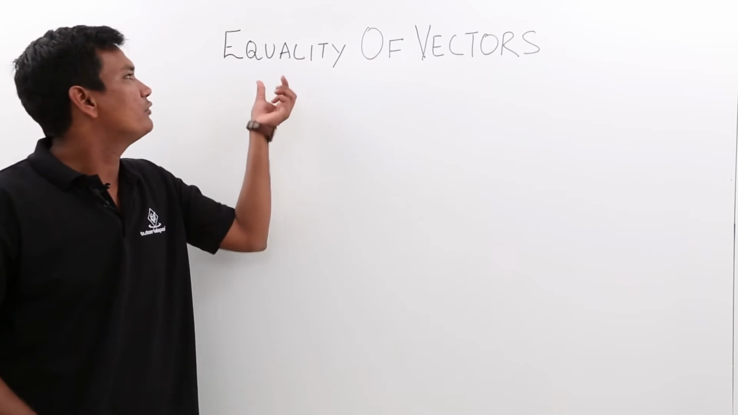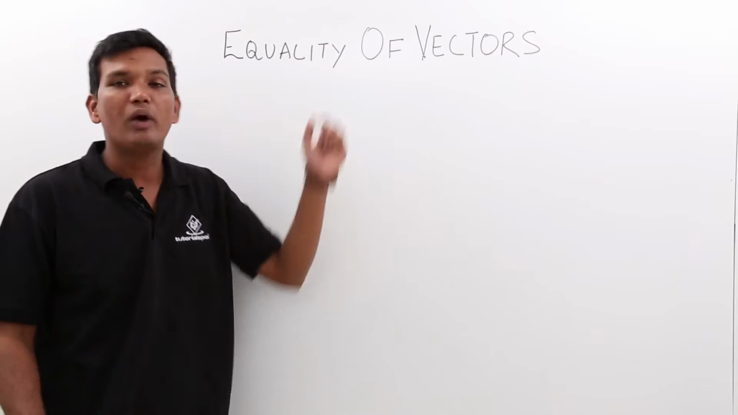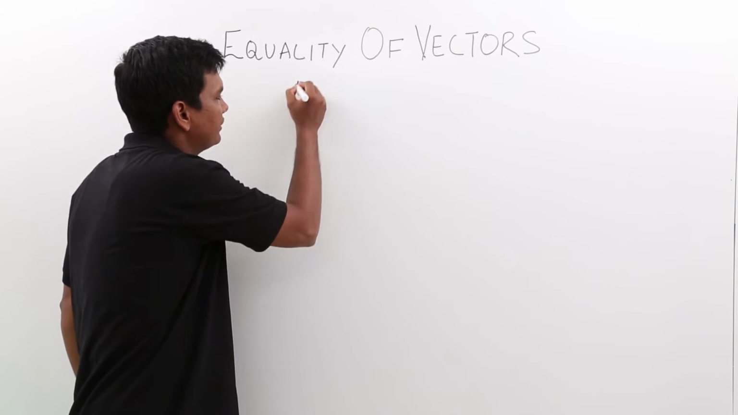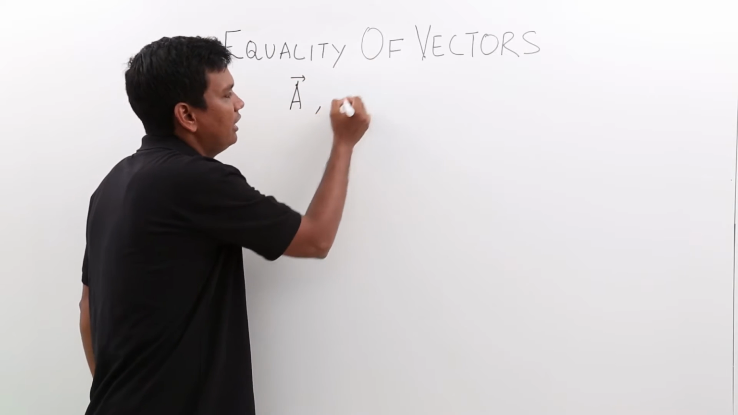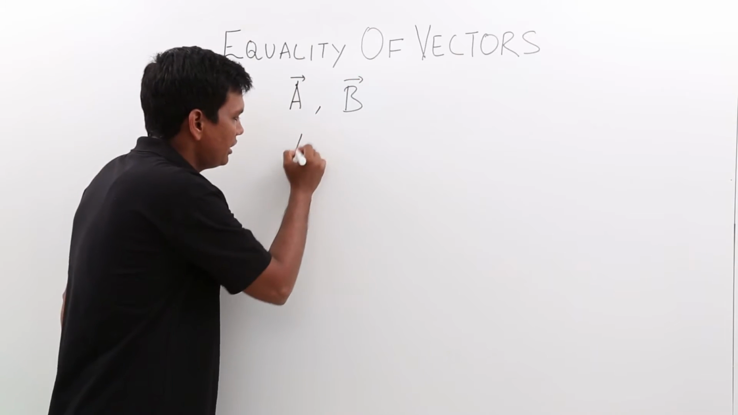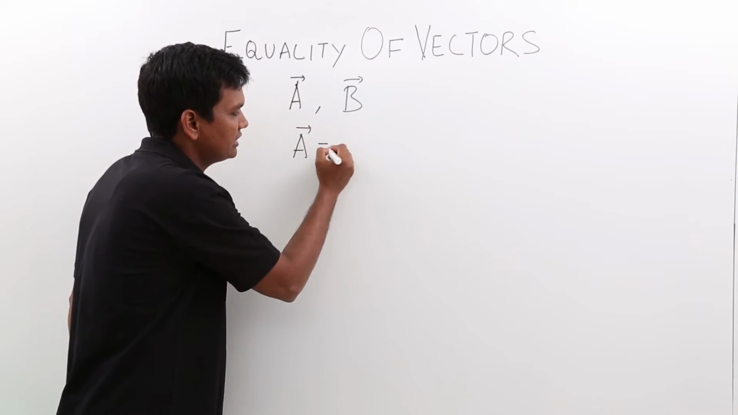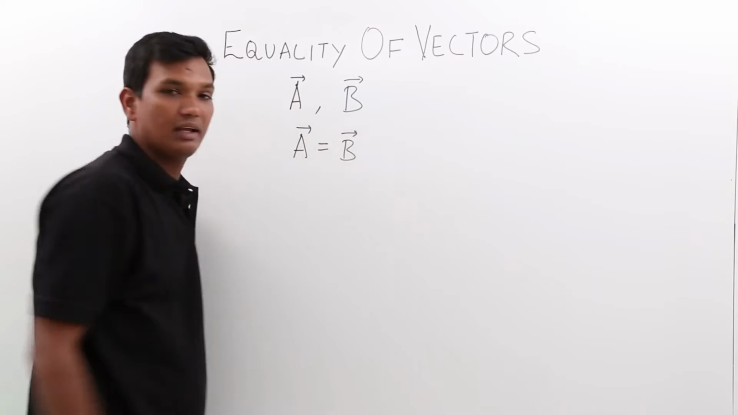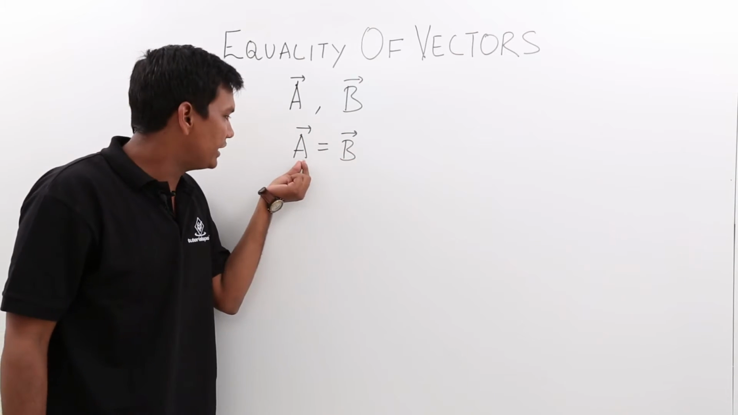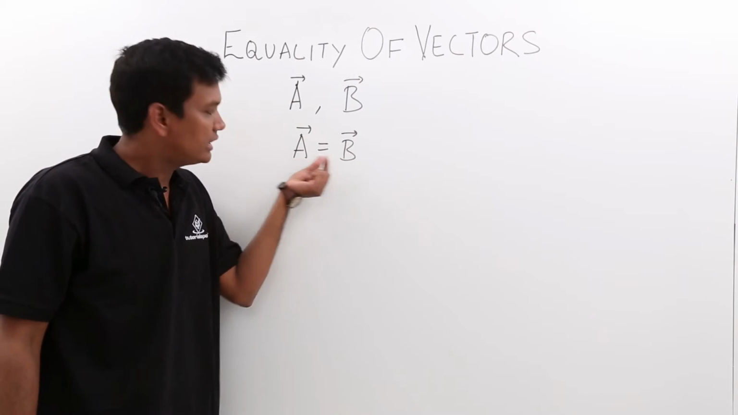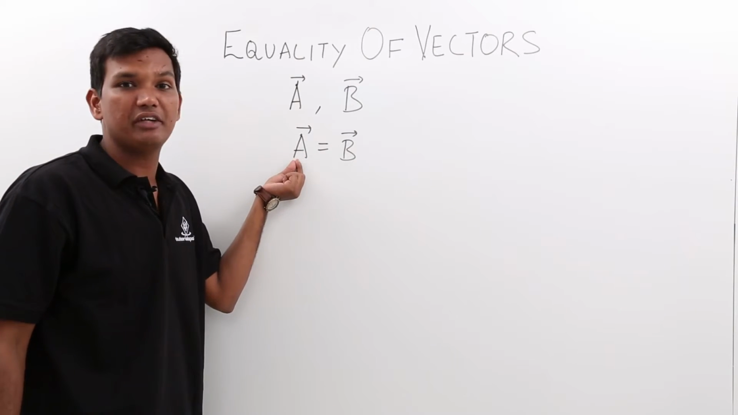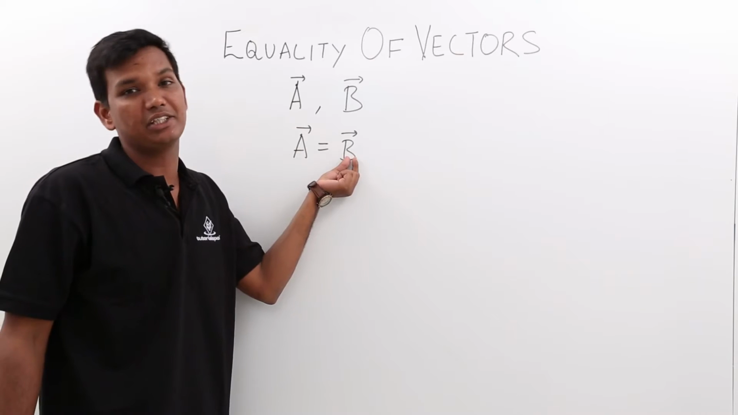In this class we are going to discuss a new topic, equality of vectors. Let's say that I have a vector a and another vector called b vector. Now if I am saying a vector is equal to b vector, I can only say so provided the magnitude of a vector is equal to the magnitude of b vector and the direction of a vector is also equal to the direction of b vector.